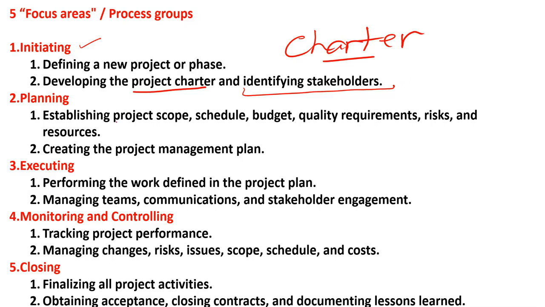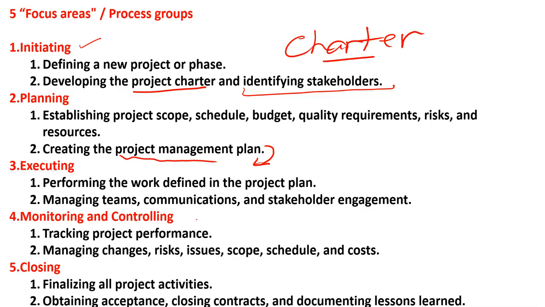In planning, we establish the project scope, schedule, budget, quality, requirements, risk, and so on, creating the project management plan. When the plan is ready, again it should be signed by the appropriate manager, and we will also discuss the planning in detail. In executing, we perform the work defined in the project plan. Whatever plan we have made, in execution we will start, manage teams, communication, and so on.